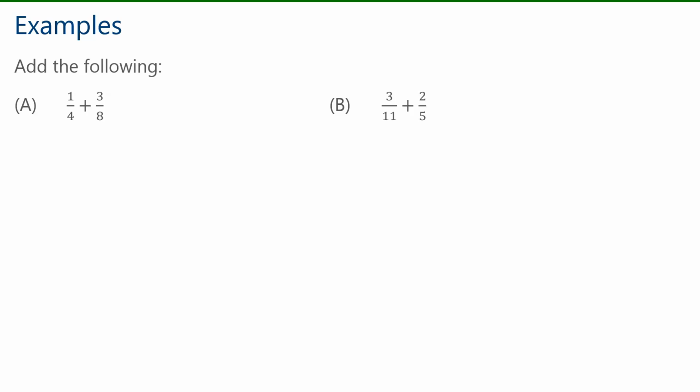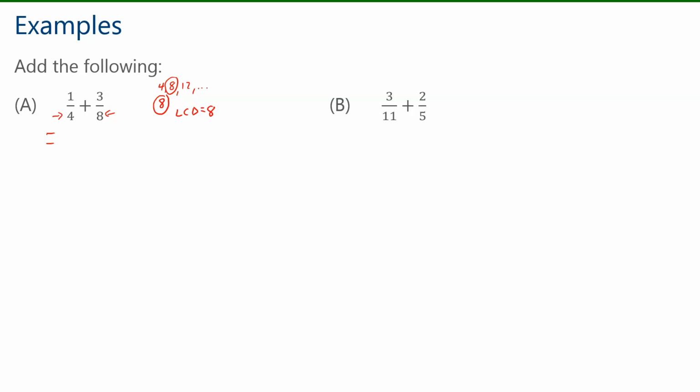Add the following. And as we proceed through these examples, we'll use our recipe, or the fancy word algorithm, to help us figure out the answers to these addition calculations. So in A, we have a quarter plus 3/8. We notice that our denominators are indeed different. So our first step is to figure out what our LCD is. If I look at my multiples of 4, 4, 8, 12, and I don't need to go very far here because I realize right away that my common denominator will be 8.